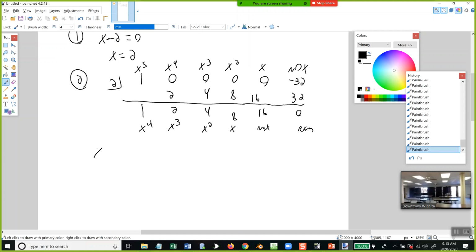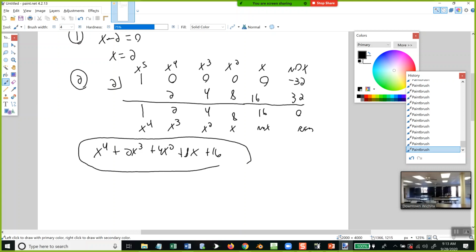Our answer is x to the 4th plus 2x to the 3rd plus 4x squared plus 8x plus 16. And 0 is a remainder, so we don't need to put anything there. And that would be our answer.